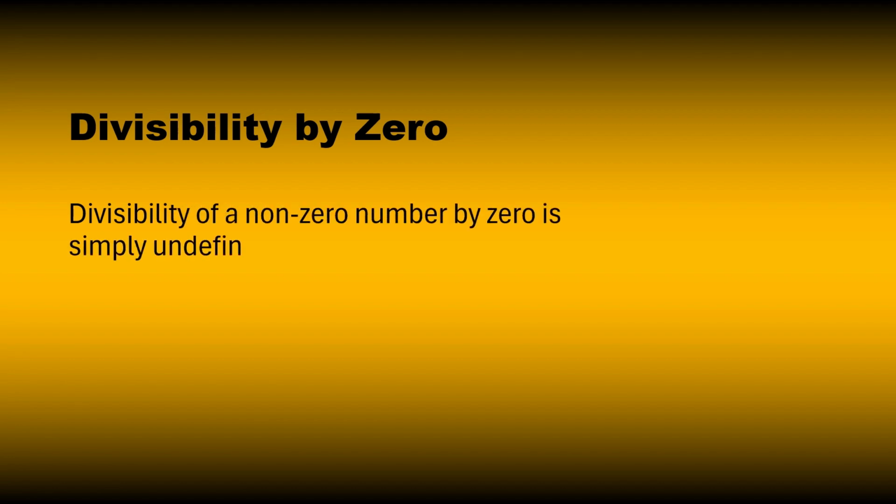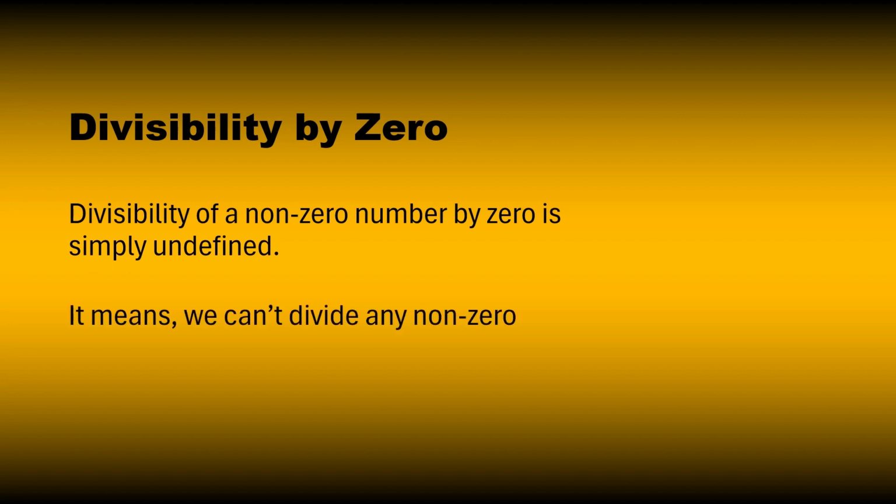Here are some common divisibility rules explained in detail. Divisibility by zero. Divisibility of a non-zero number by zero is simply undefined. It means we can't divide any non-zero number by zero.